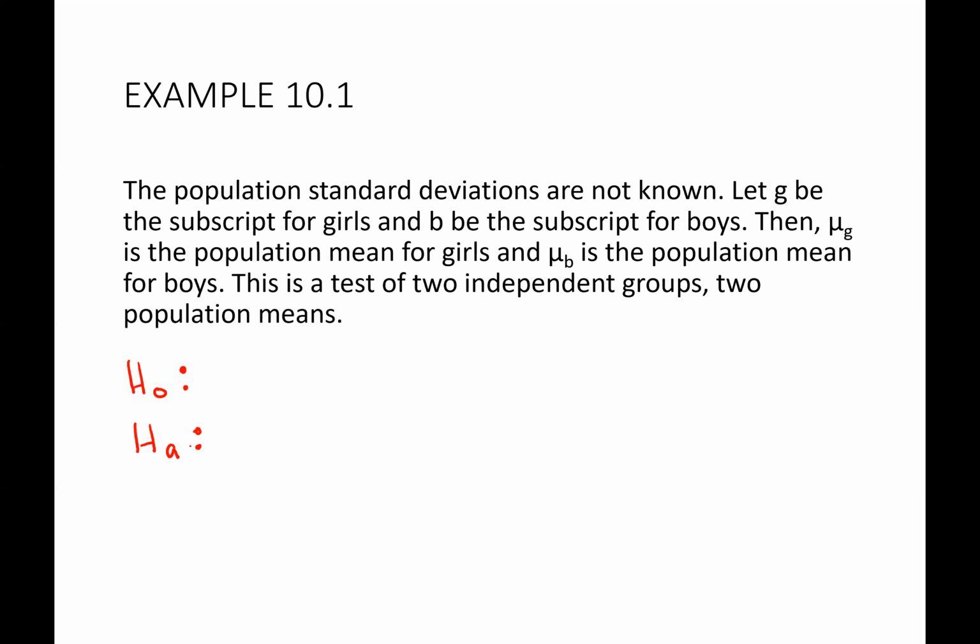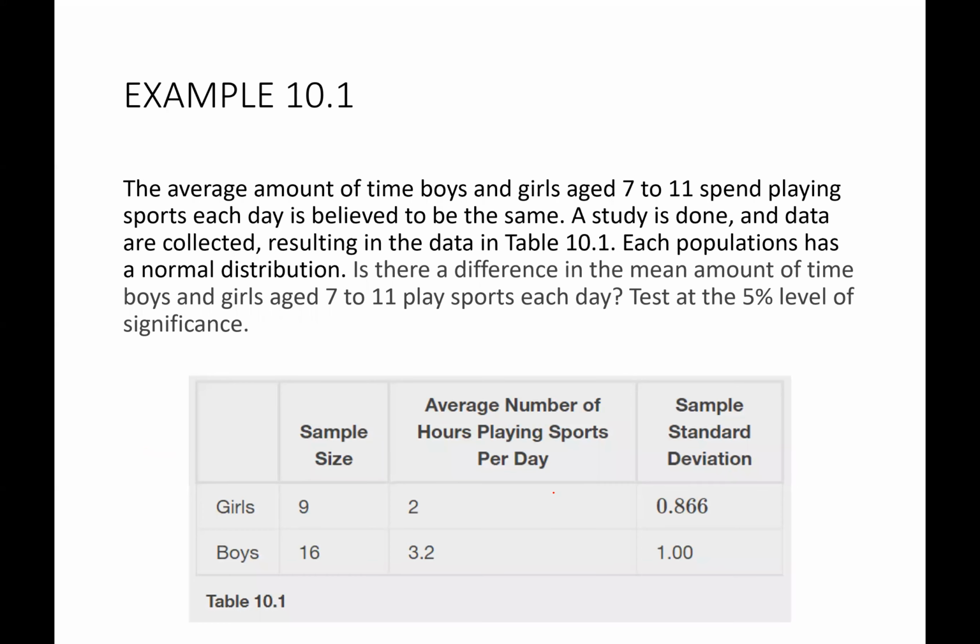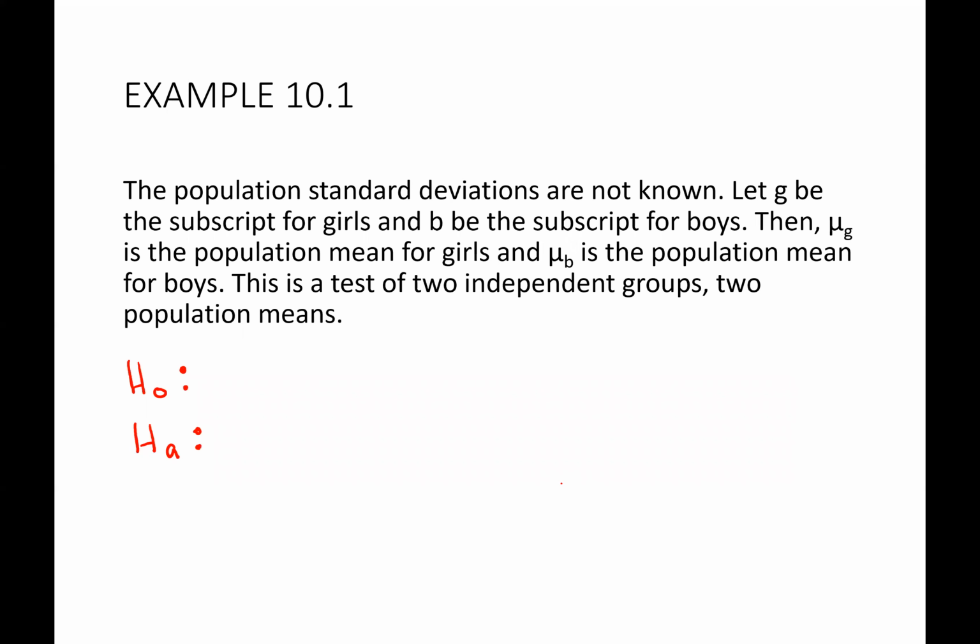So the original statement in our problem says, the average amount of time boys and girls age 7 to 11 spend playing sports each day is believed to be the same. So they conducted the test to see if that's true. So what's our null hypothesis? That the mean time that girls and boys play sports are the same. So your null hypothesis is the mean time that girls play equals the mean time that boys play.